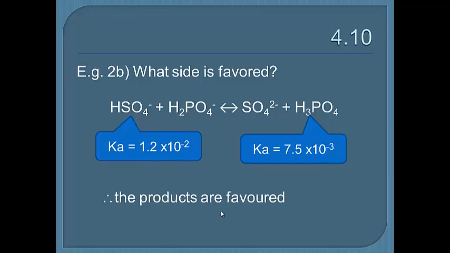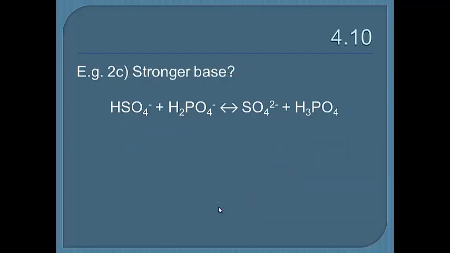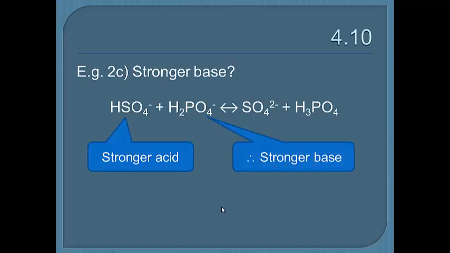So in this situation, the products are favored. We have a higher concentration of products because HSO4- is better at producing protons. It pushes the reaction to the right. And this is just a quick recap. What's the stronger base? If we've already identified the stronger acid, we know that the stronger acid is HSO4-, therefore H2PO4- must be the stronger base.